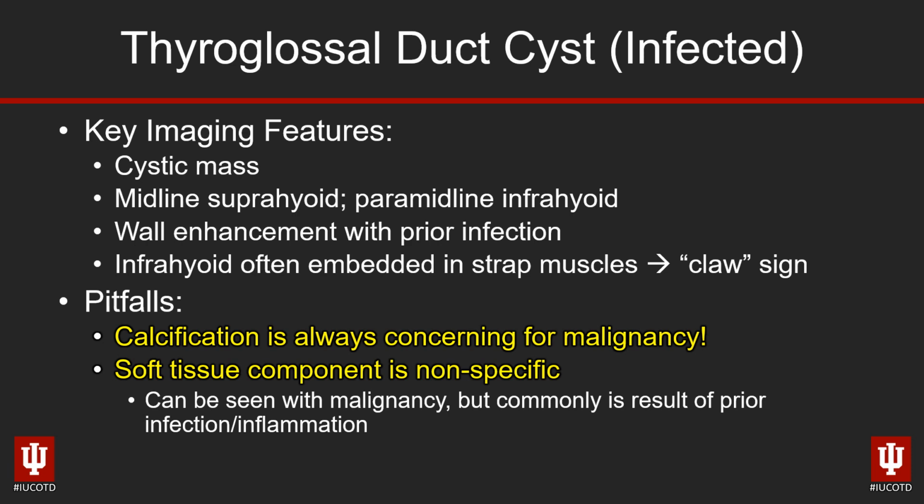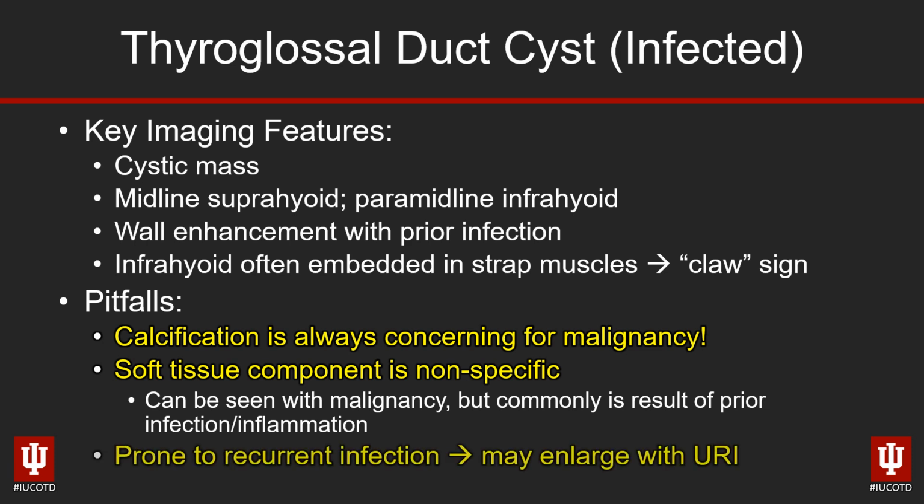So just keep in mind, calcification within a thyroglossal duct cyst, always suspicious for malignancy. Whenever you see a soft tissue component to it, it can be associated with malignancy, but it's nonspecific, and more commonly we see that in the setting of prior infection or inflammation. These are certainly prone to becoming infected. It's a very classic presentation that these will enlarge or have recurrent enlargement, waxing and waning of these whenever patients have upper respiratory tract infections. So be aware of this entity.